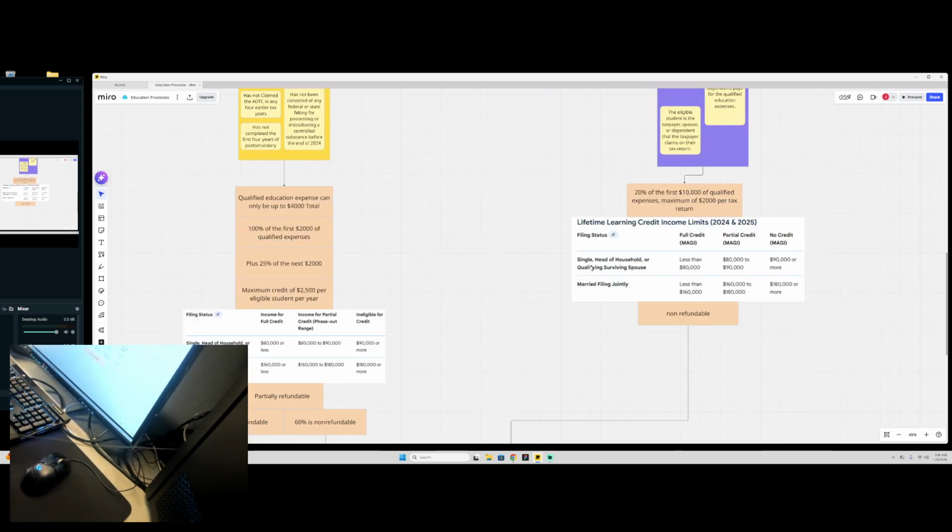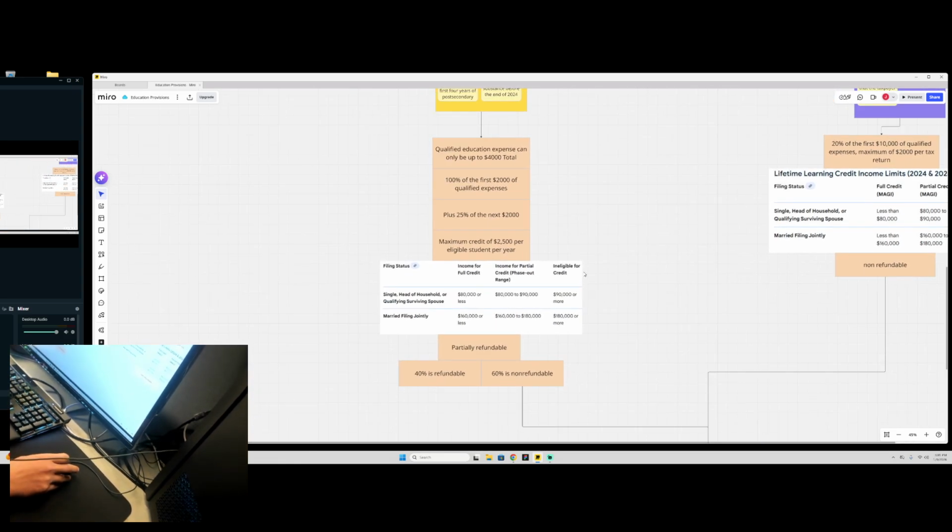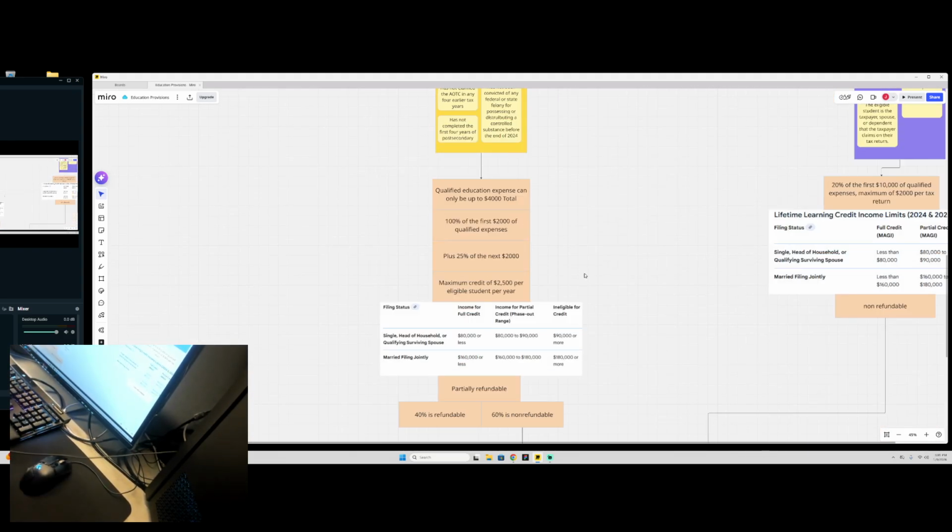So how much can you deduct? First off, for the American Opportunity Credit, qualified expenses can only be up to 4,000 in total. Even if you have more than 4,000 in expenses, you can only count 4,000 of that as a qualified educational expense. Even if it's qualified, you can only take 4,000 of that.